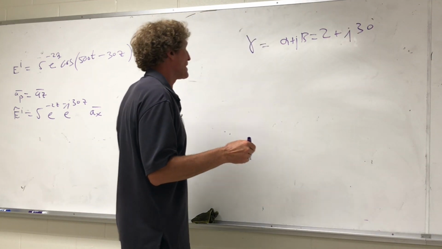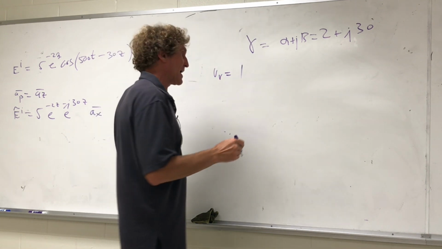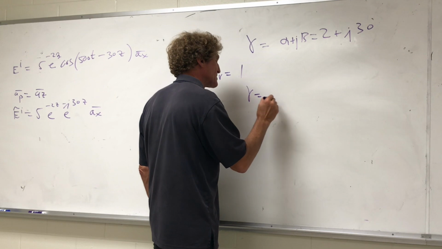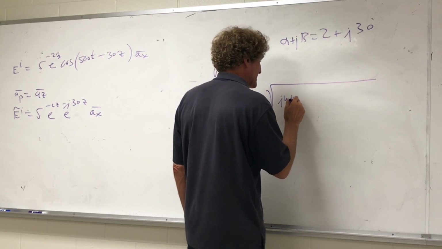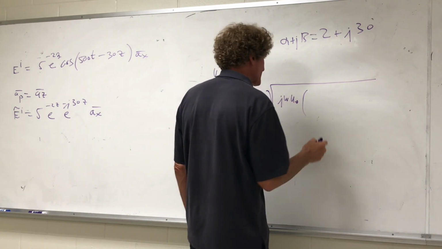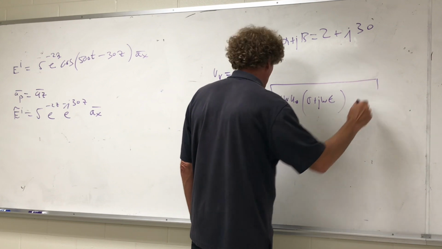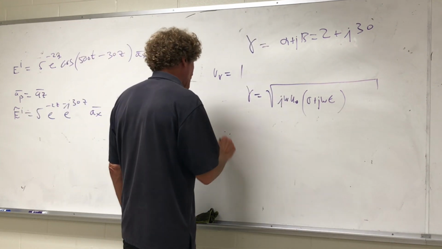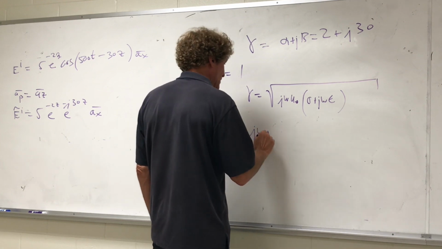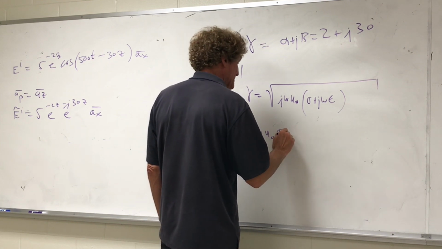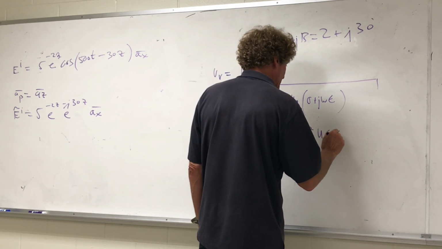Let's assume mu relative is equal to 1. Now I know that gamma is equal to the square root of j omega mu naught, because mu relative is 1, times sigma plus j omega epsilon. So gamma squared is equal to j omega mu naught sigma, minus omega squared mu naught epsilon naught epsilon relative.